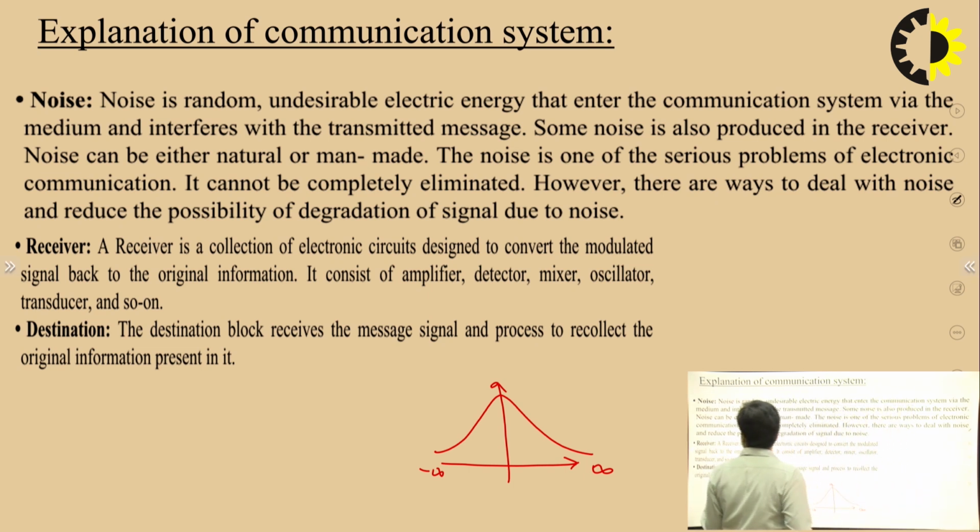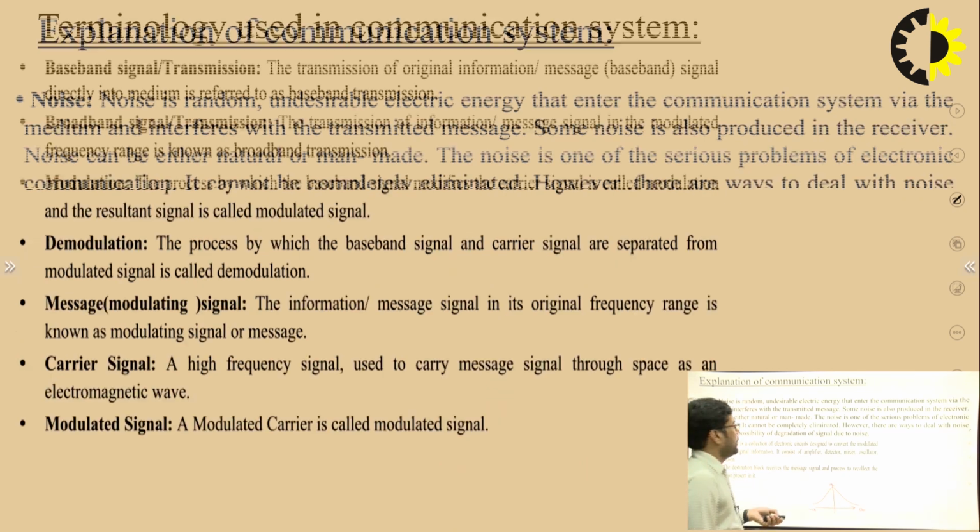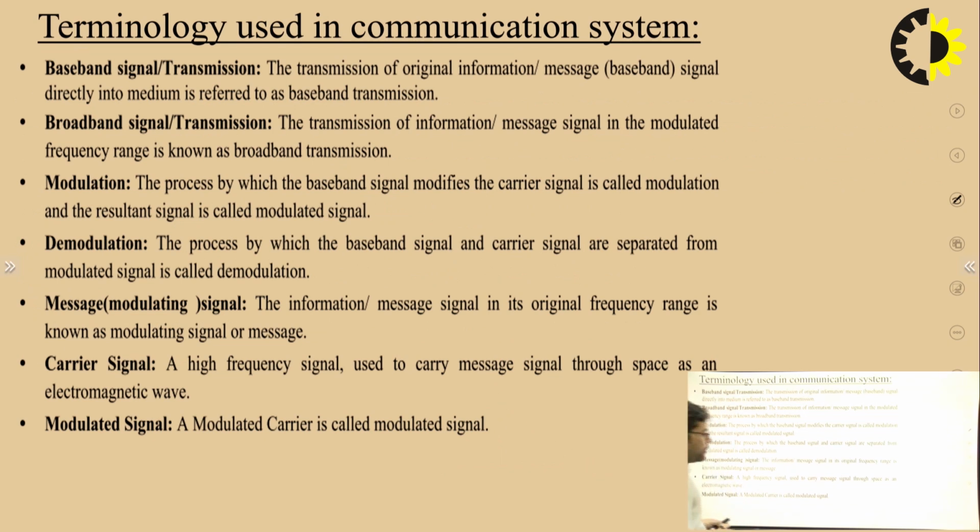Now the receiver is a combination of transducer and demodulator as well. At last, the destination, as I have told you earlier. Now this is the basic terminology that we will use throughout our communication subject. Actually the terminology starts from baseband signal and transmission.